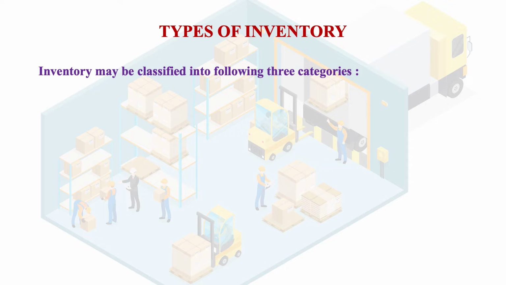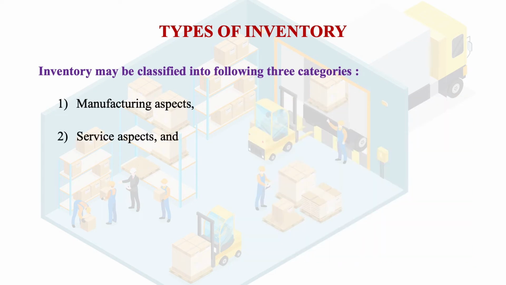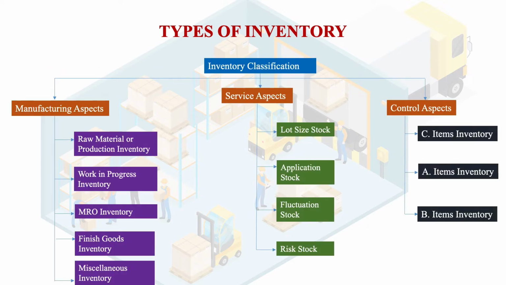Now we will come to the second subtopic, that is the types of inventory. Basically, inventory can be classified into 3 categories. One is the manufacturing aspect, the service aspect and the control aspect. You also have the figure in your unit. We will also show you the same figure. You will see how we have classified the different types of inventory under these 3 categories.